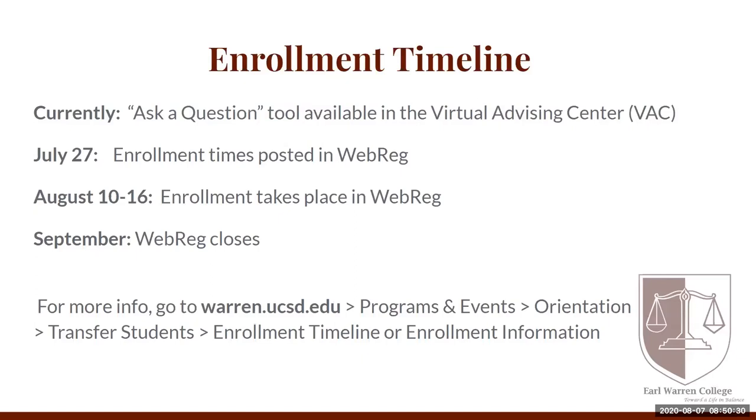August 10th to 16th is the enrollment period for transfer students. During this time, you'll be able to enroll in all of your classes on WebRidge. In September, the WebRidge system closes temporarily to allow our academic departments to make any necessary class size adjustments. After this downtime, enrollment will reopen to all students and you will have an opportunity to add additional classes. And this period usually lasts up through the first few weeks of fall quarter.